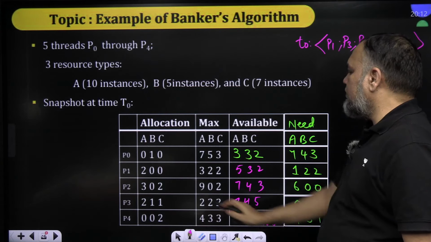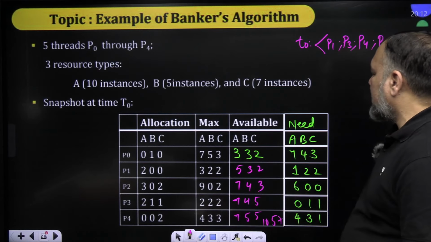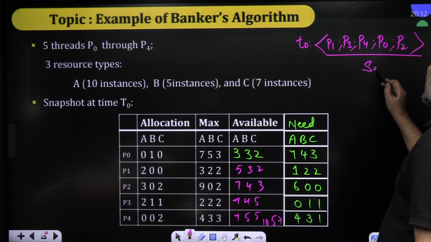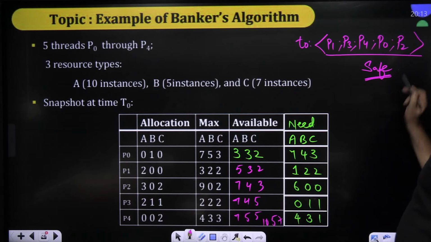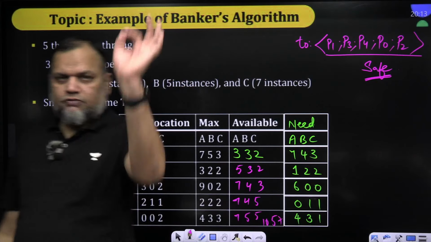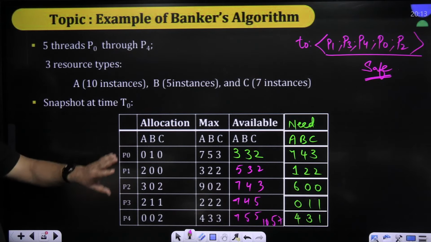Why? Adding 755 to P2. P2 is 302. Adding 302 gives 1057. So therefore, I can satisfy the need of all the processes. I say the system is safe. There is no problem. So this is the first algorithm of Banker's: the safety algorithm, to determine whether the system is safe or not.